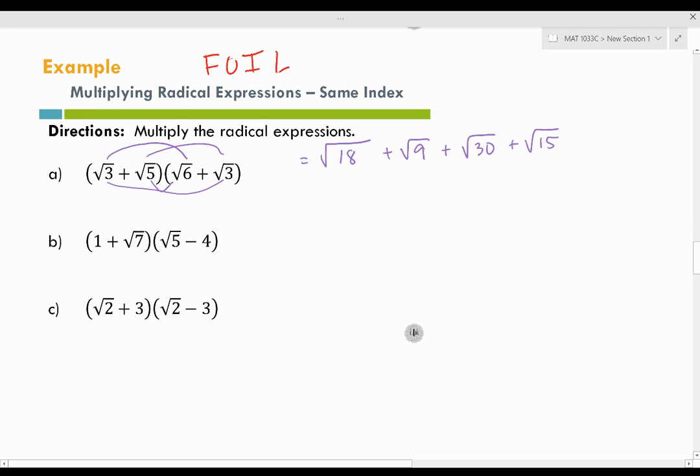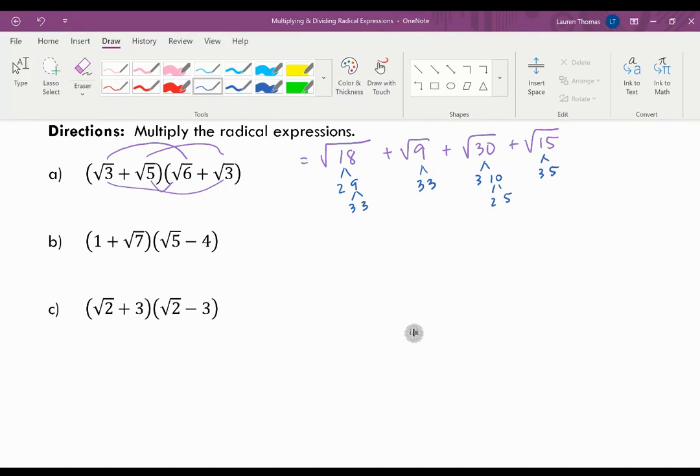Now that we have that, we're going to break those things down, see if we can simplify anything. So square root of 18. 18 is the same thing as 2 times 9. 9 is 3 times 3. Since those are square roots, the only way that they can come out is if they can come out in pairs. So first, how about I just simplify everything? 9 is 3 times 3. 30 is 3 times 10, 2 times 5. 15 is 3 times 5.